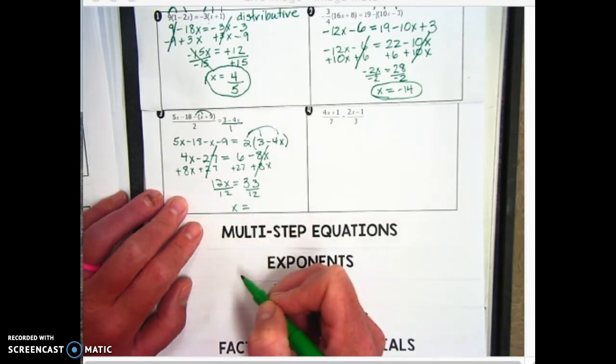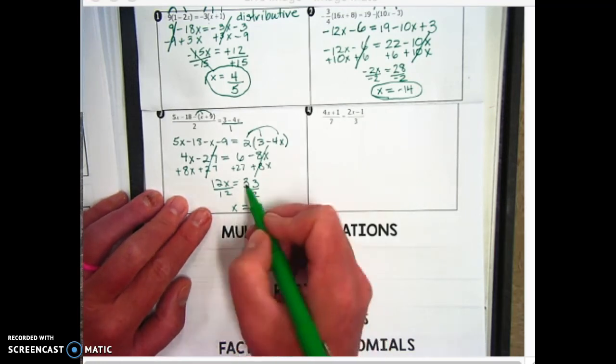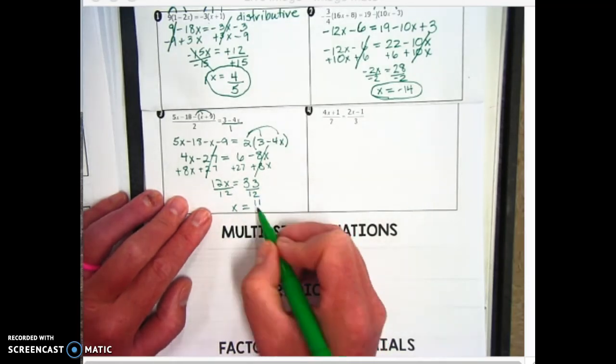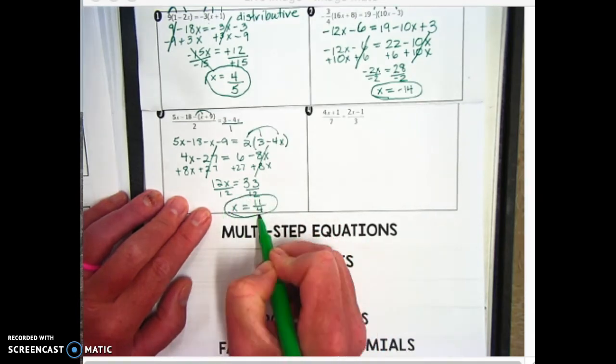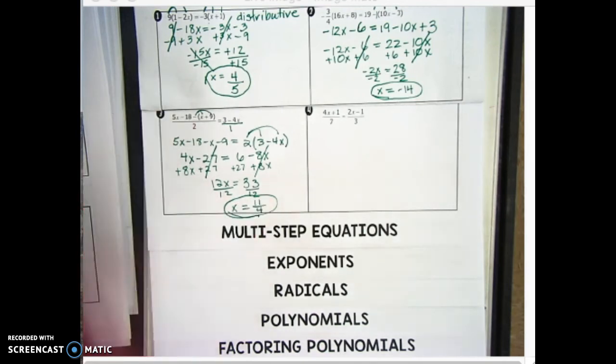Can we reduce that? Yeah, they're both divisible by 3, right? So 33 divided by 3 is 11. 12 divided by 3 is 4. Let's just leave it as an improper fraction. If you want to change it to a mixed number, go for it. But as long as it's reduced, improper fractions are fine. Any questions on number 3?